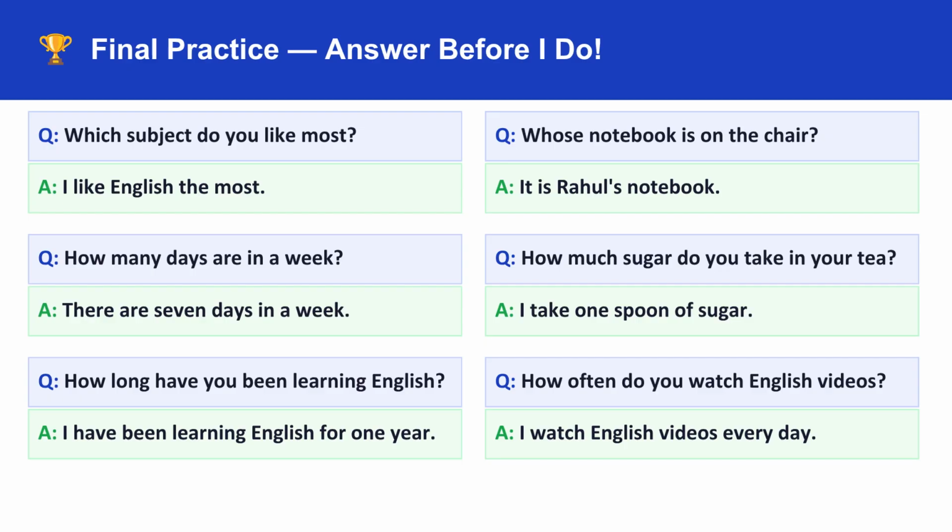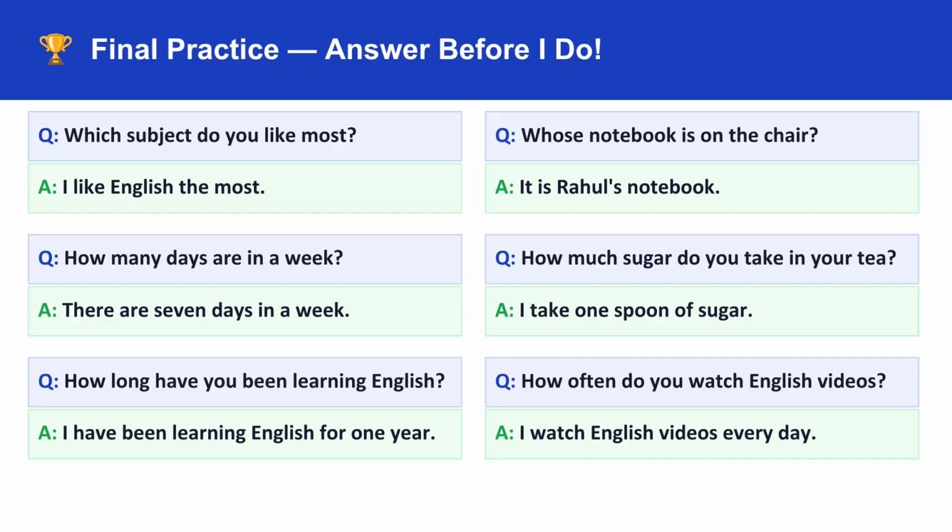Question: whose notebook is on the chair? Answer: it is Rahul's notebook. Question: how many days are in a week? Answer: there are 7 days in a week. Question: how much sugar do you take in your tea? Answer: I take 1 spoon of sugar.